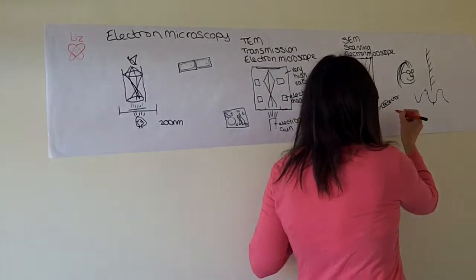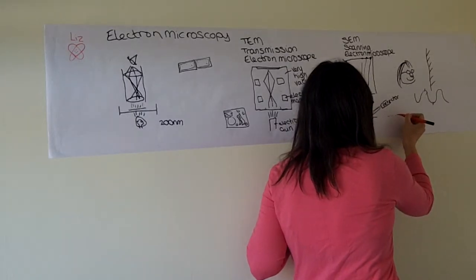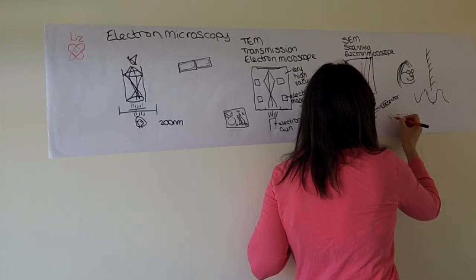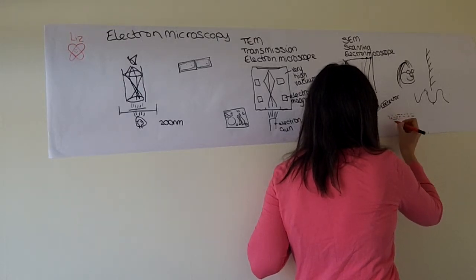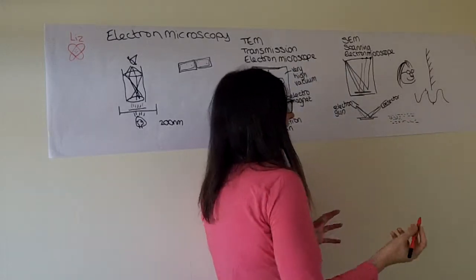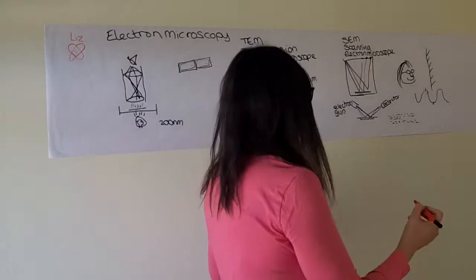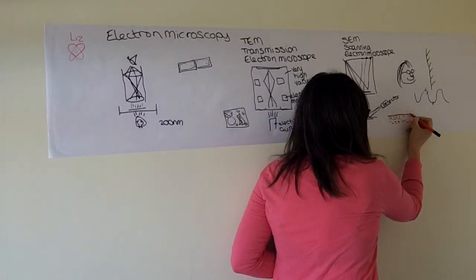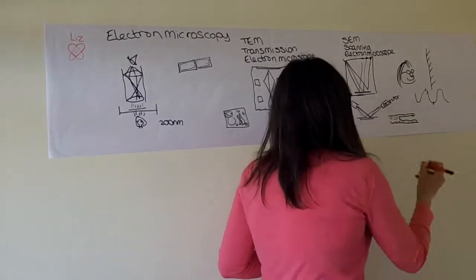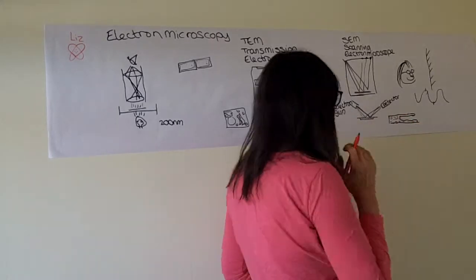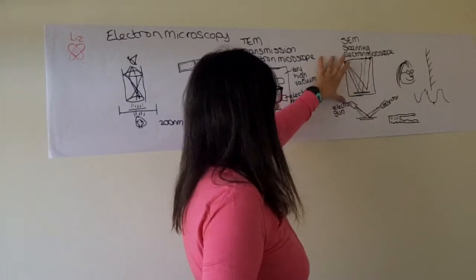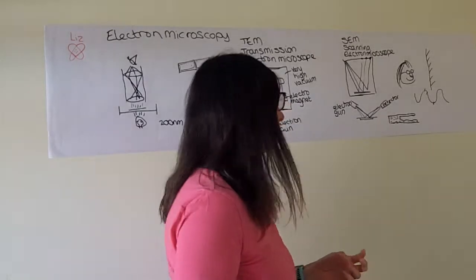So you'll get something looking like this, and there you can see there's starting to be a picture built up, something kind of this shape, maybe a pair of tights or something, and that's how the scanning electron microscope works.